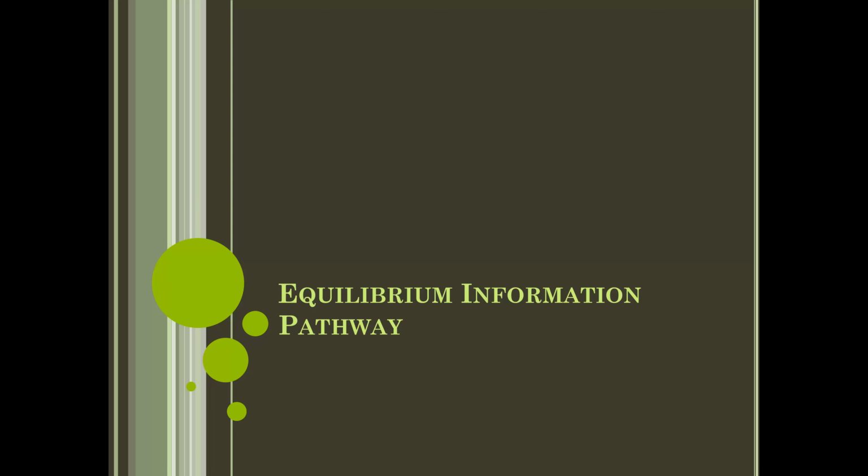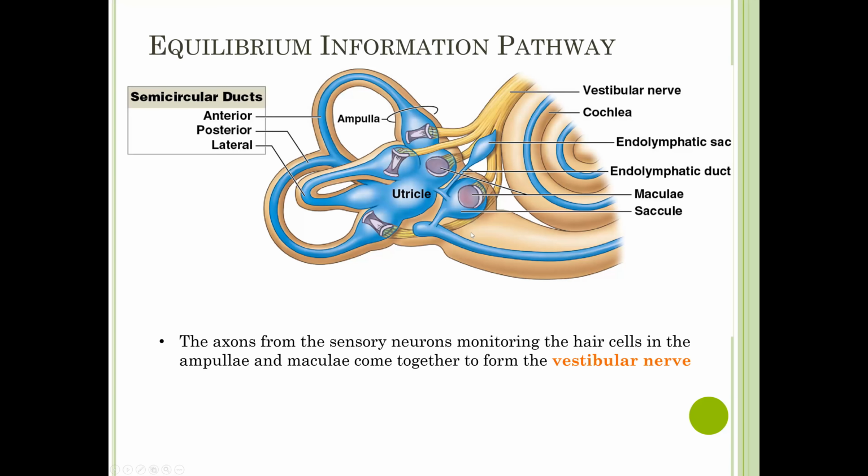So now we're going to look at the pathway of information for our equilibrium sensory input. So we'll take a look again here at the inner ear structures. Remember that the semicircular ducts within the semicircular canals allow us to sense rotational movements of the head. And then we have the utricle and the saccule, which allow us to sense gravity and acceleration. At the base of each of the semicircular canals, remember we had the swollen area called the ampulla, and this is where we had the hair cells.